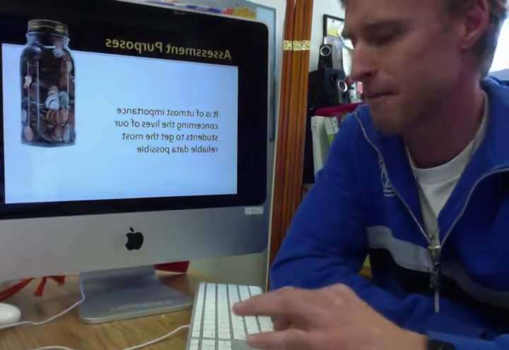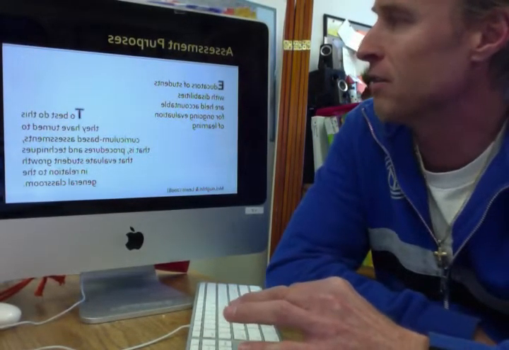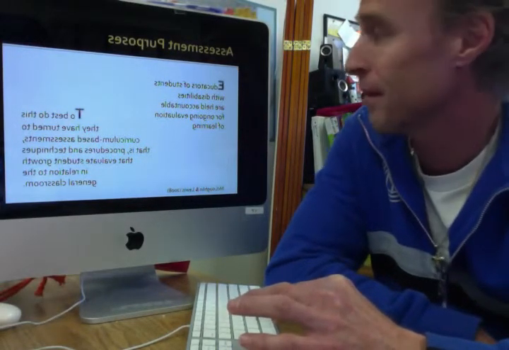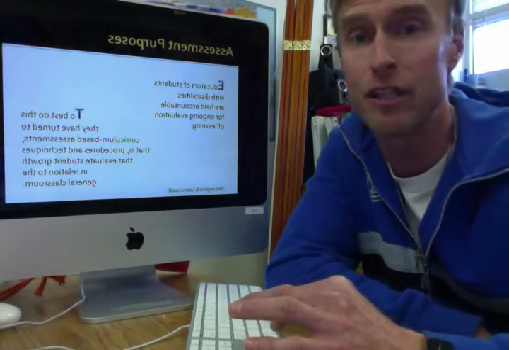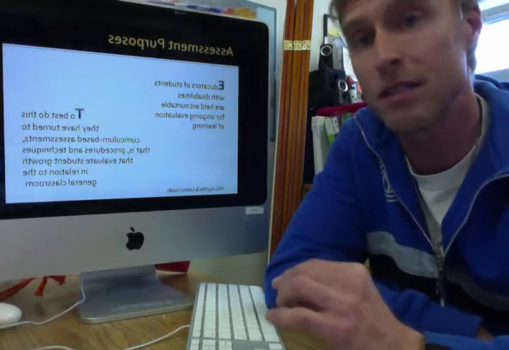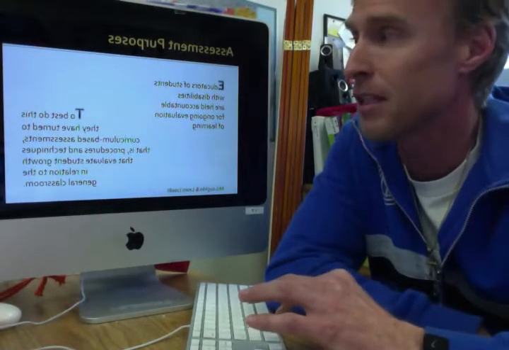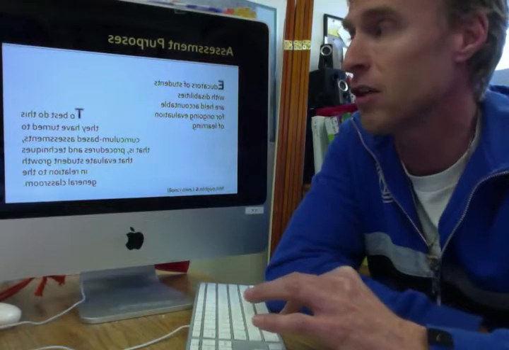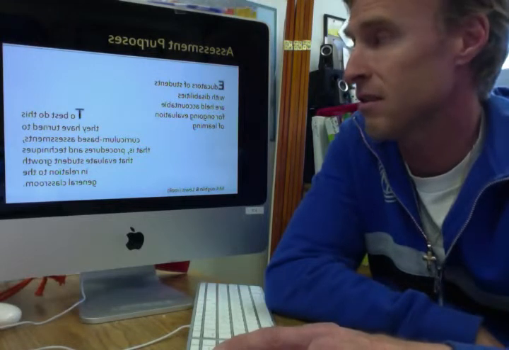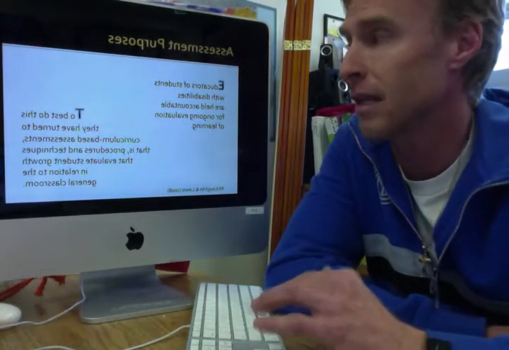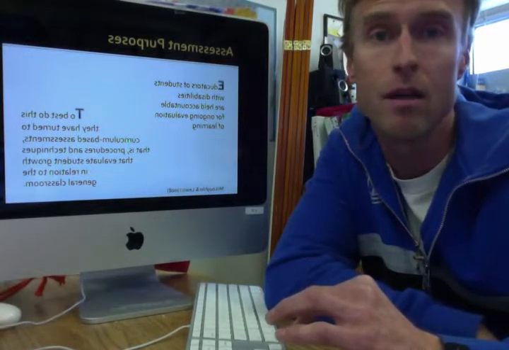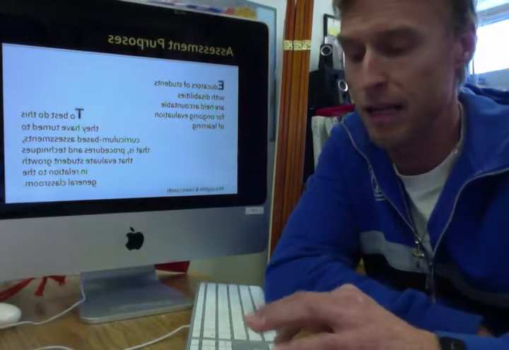Assessment purposes. Educators of students with disabilities are held accountable for ongoing evaluation and learning. So it is our duty, it is our requirement, and we should also be doing it because it's the right thing to do. And to best do this, educators have turned toward curriculum-based assessments. That is, procedures and techniques that evaluate student growth in relation to the general classroom. So we're monitoring that a little bit closer.